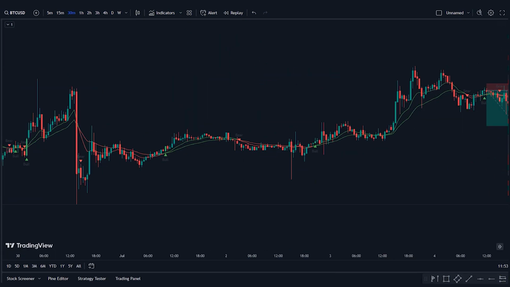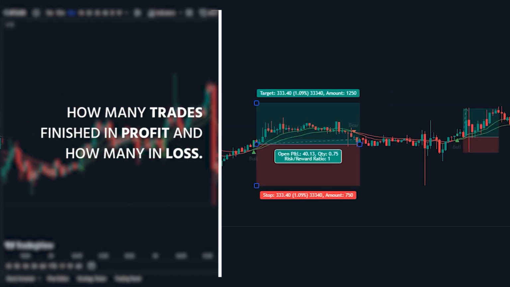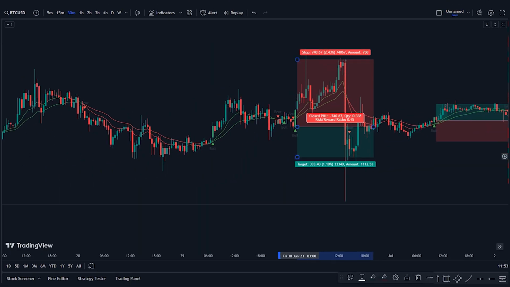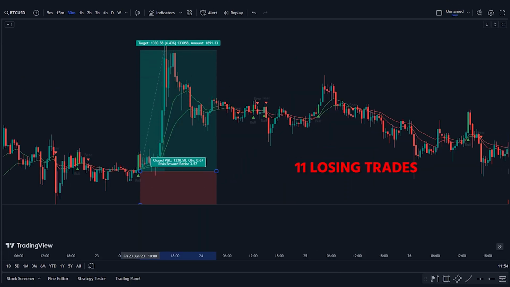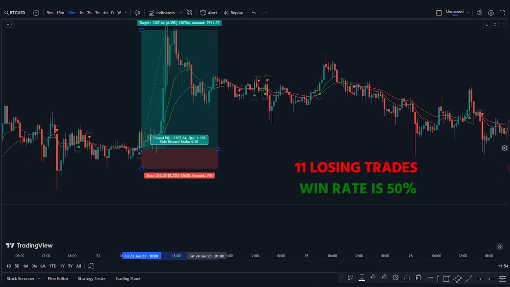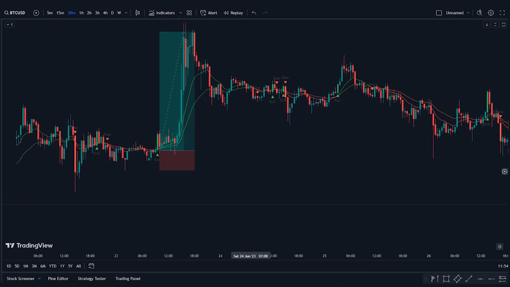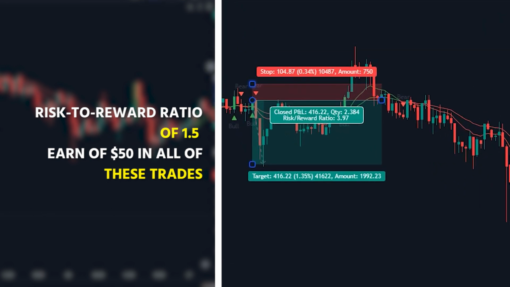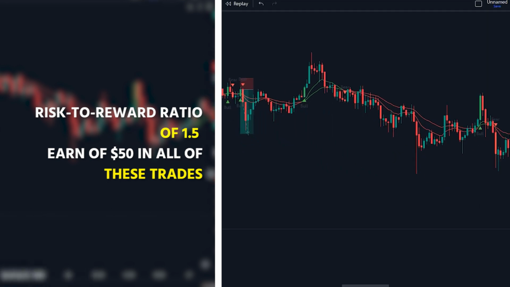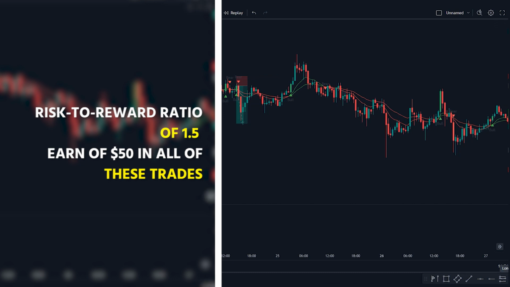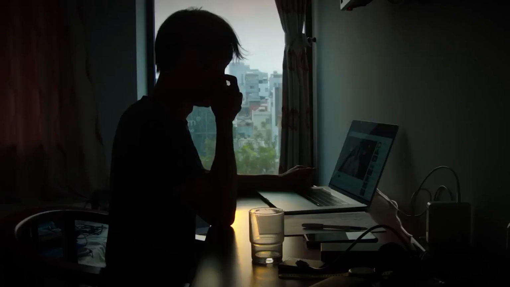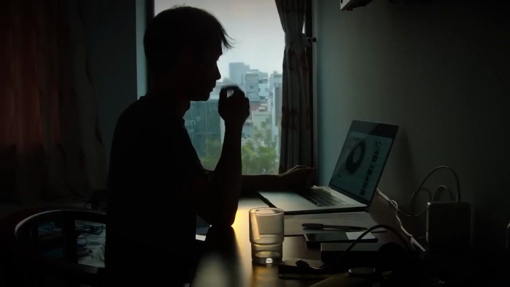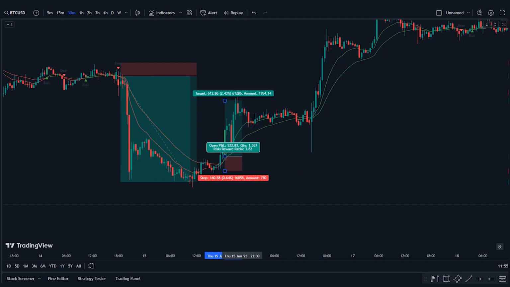Let's keep track of how many trades finished in profit and how many in loss. We made 21 winning trades and 11 losing trades. Consequently, the strategy's win rate is 50%. If each position has a risk-to-reward ratio of 1.5, we had a total opportunity to earn $50 in all of these trades. Because we got more wins than losses, we could suppose earning $50 profit.